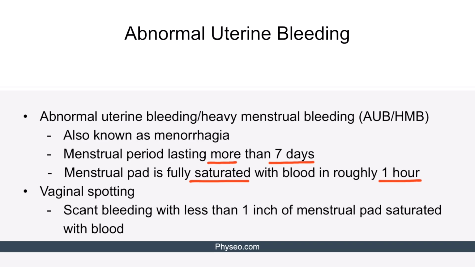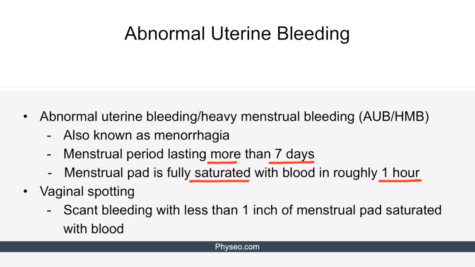And that's a nice rule of thumb to remember because you don't expect your patient to remember how many milliliters of blood flow they had. Just think in real terms. Oh yeah, I had to switch it every hour. So if the menstrual pad is fully saturated every hour, then it's heavy menstrual bleeding.